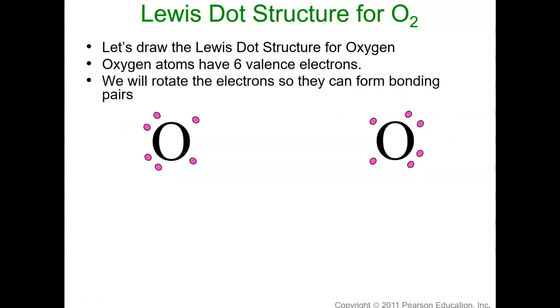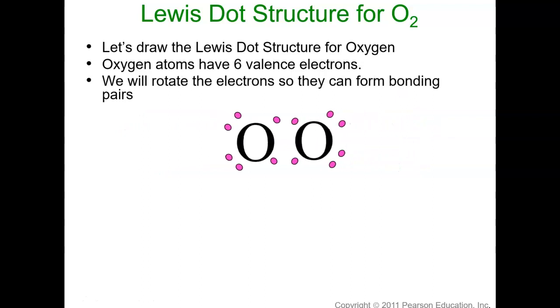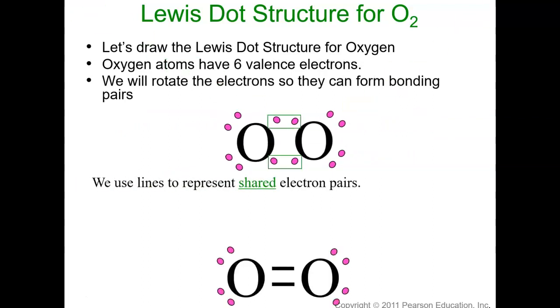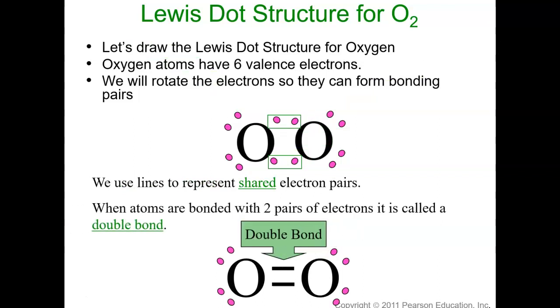And then we put these together. And there's the 2 pairs they're sharing. And what we do is we create what's called a double bond. So that means they're sharing 2 pairs of electrons, so a total of 4 electrons. And we're going to talk about how to draw these in just a second.